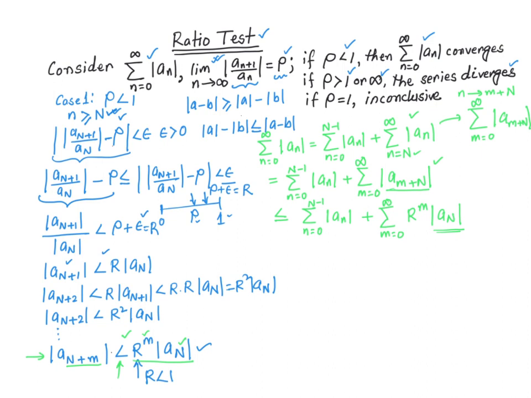Now, notice that this is nothing but a geometric series with r being less than 1. A sub capital N is a fixed number. So with r less than 1, this must converge. And this is nothing but a collection of a finite number of finite terms. That is also going to converge. So together they're going to converge, they're going to be equal to some fixed number. And let's call this k.